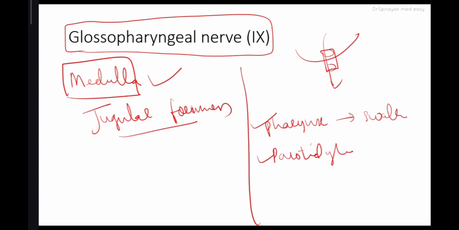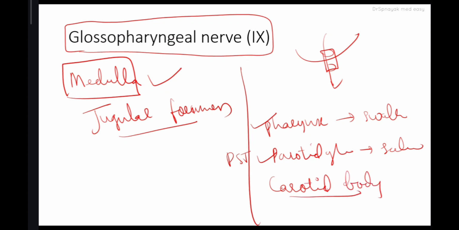The parotid gland is a part of the salivary gland, and due to stimulation of the parotid gland, it will release saliva. So here it is parasympathetic innervation. Along with this, it is innervating the carotid bodies. This is important. The carotid body is part of the carotid artery.